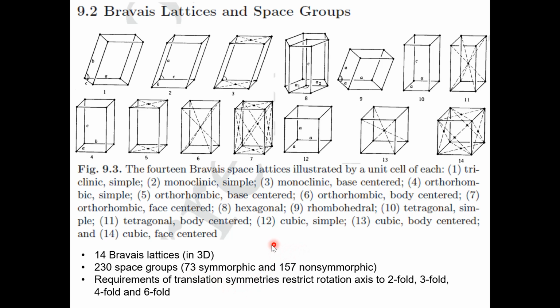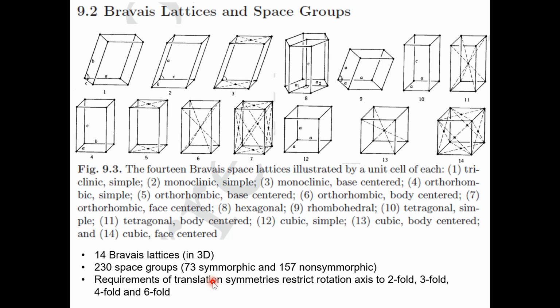Okay, so these 230 space groups, they are all listed. I'm gonna show them to you in a minute. And 73 of them are symmorphic, 157 are non-symmorphic.